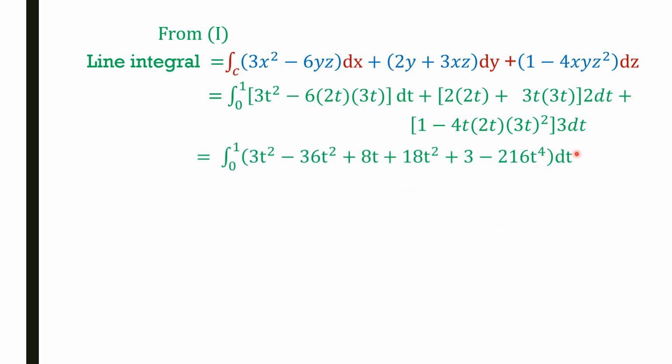Now what do I get here? 3t² as it is. So if we calculate all this, what do I get? 3t² minus 36t². 6 into 2 is 12, 12 into 3 is 36, t into t is t².